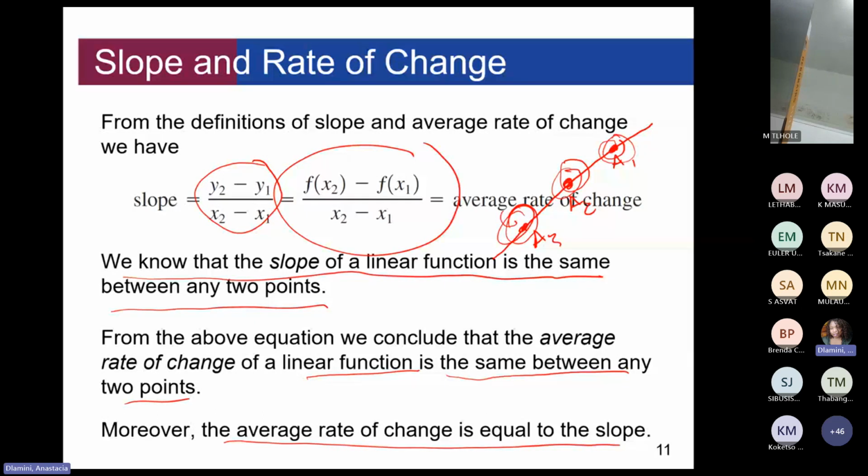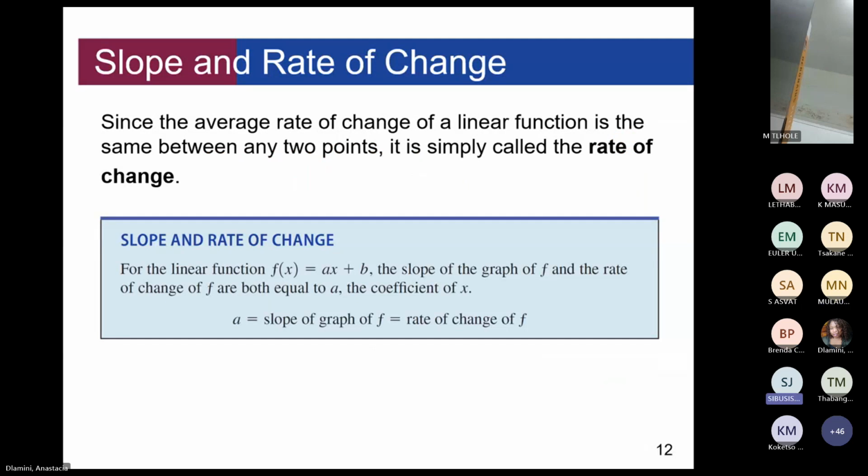Are we together? Yes, ma'am. Now they're saying, since the average rate of change of a linear function is the same between any 2 points, it is simply called the rate of change.